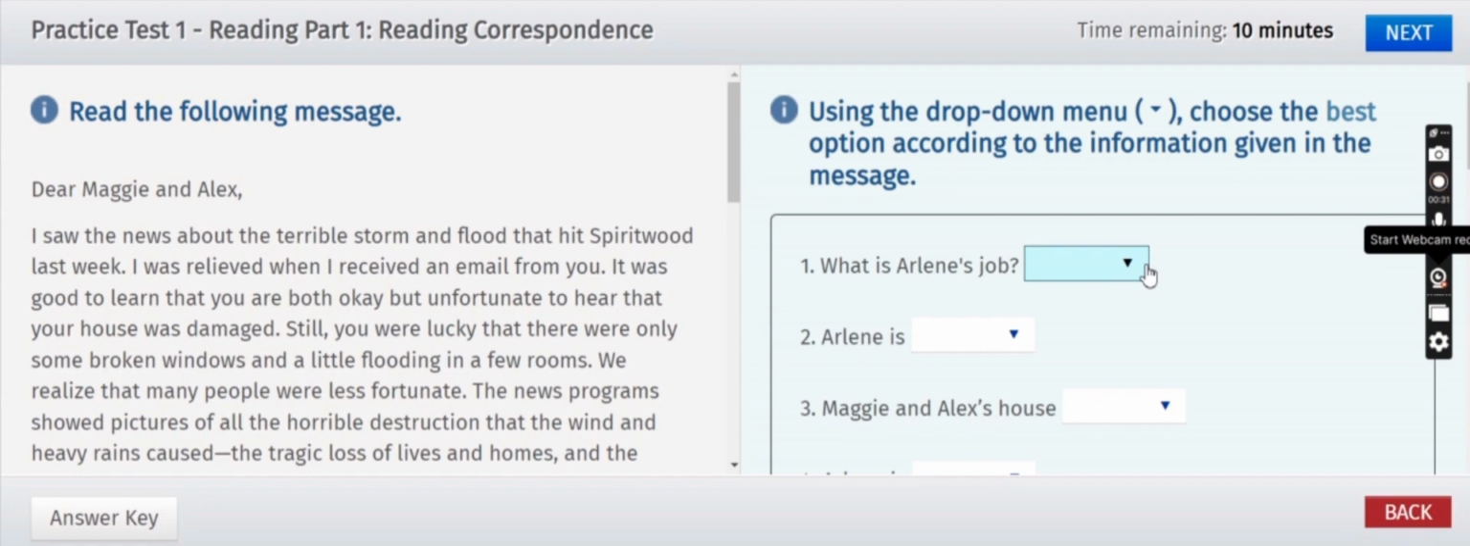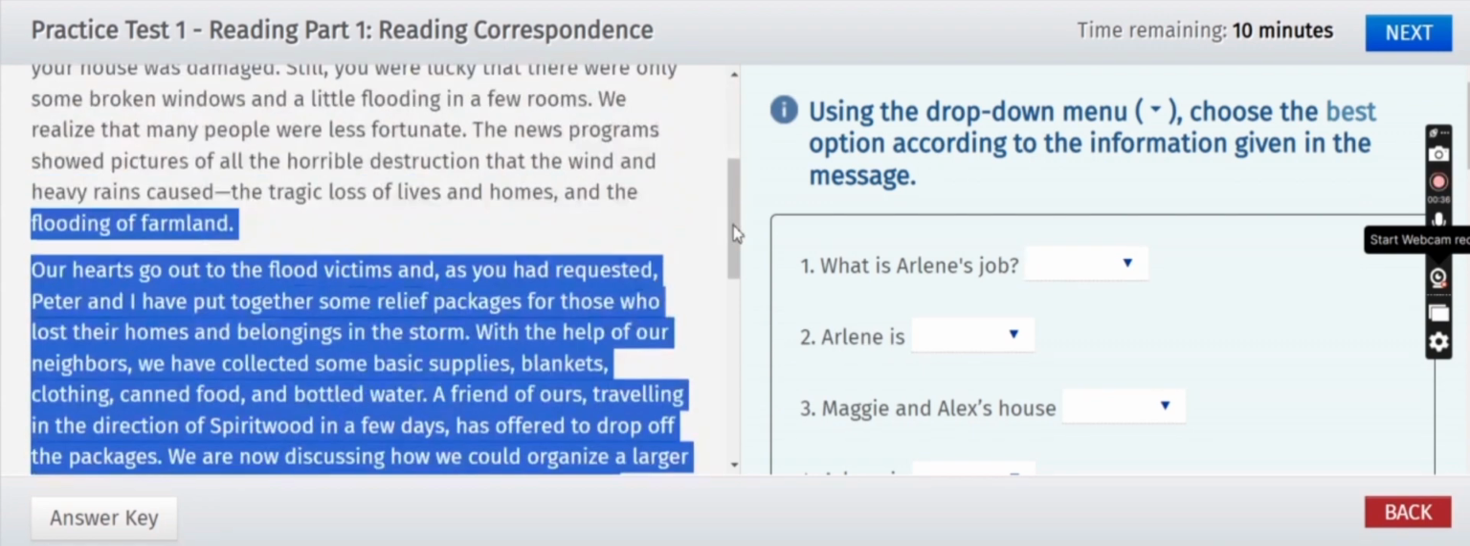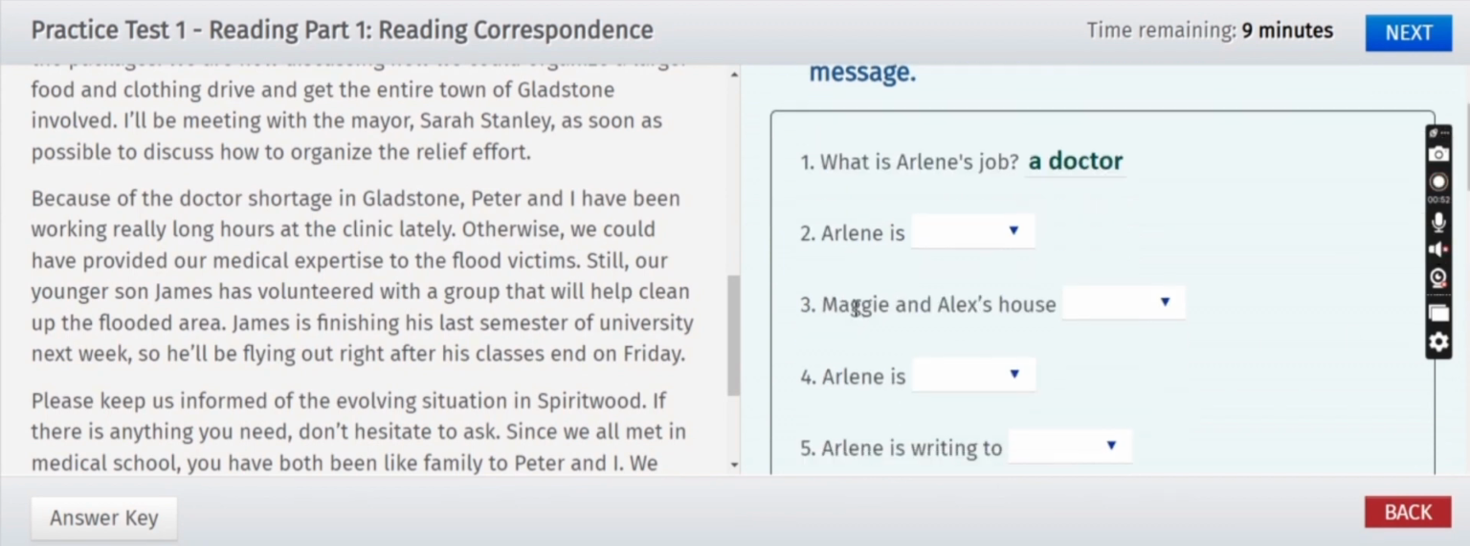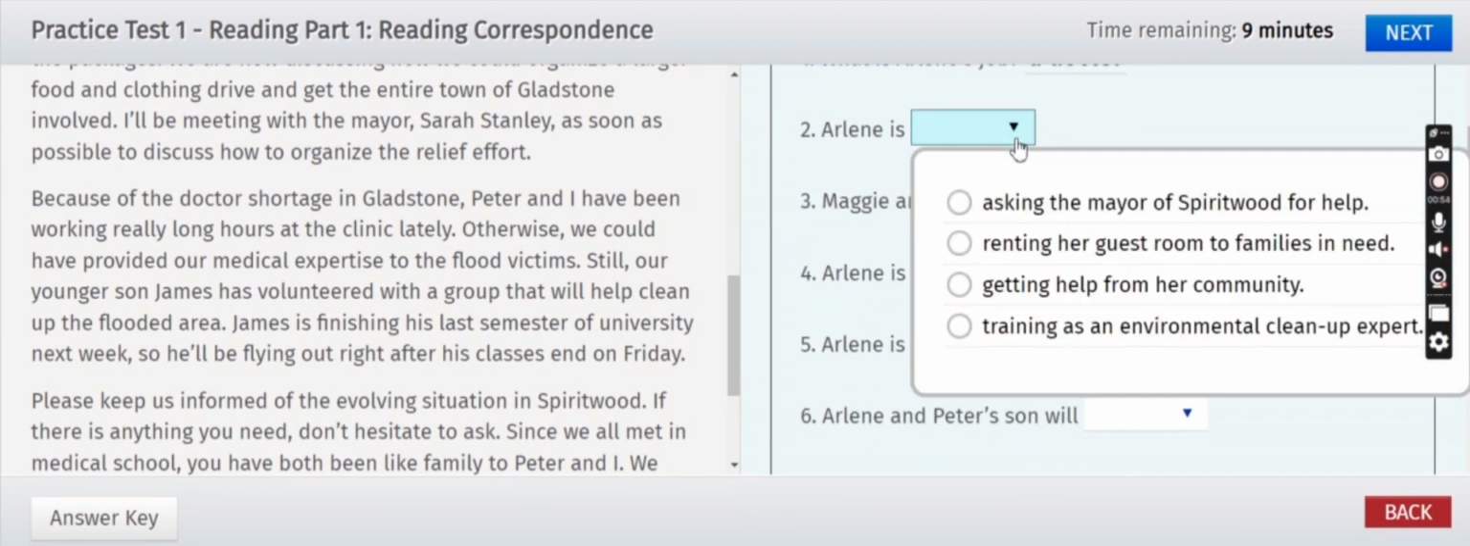So the first question here is, what is Alan's job? Alan is the person who is writing the letter, and she's writing the letter to Maggie and Alex. On reading the whole email, you will understand that Alan is a doctor. This is one kind of information that will stay in your mind even after reading everything. But not every answer will stay in your mind.